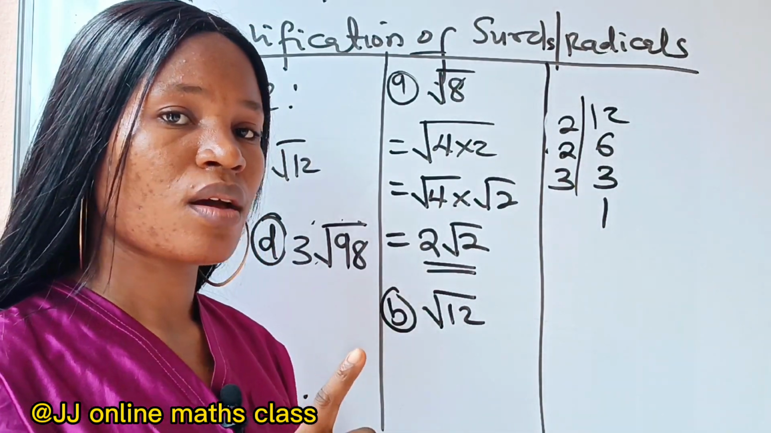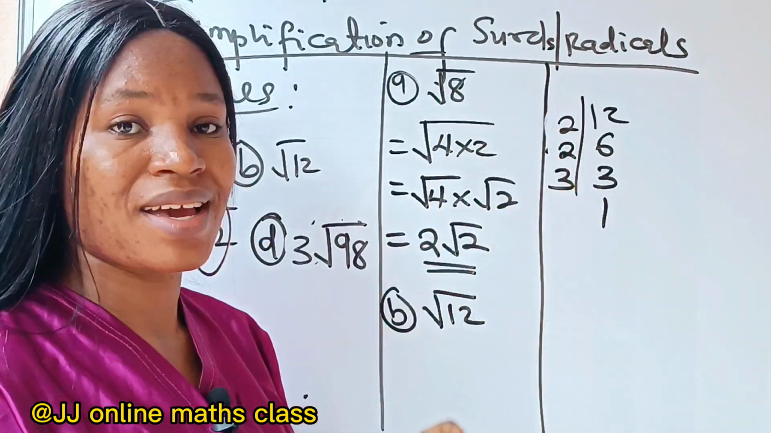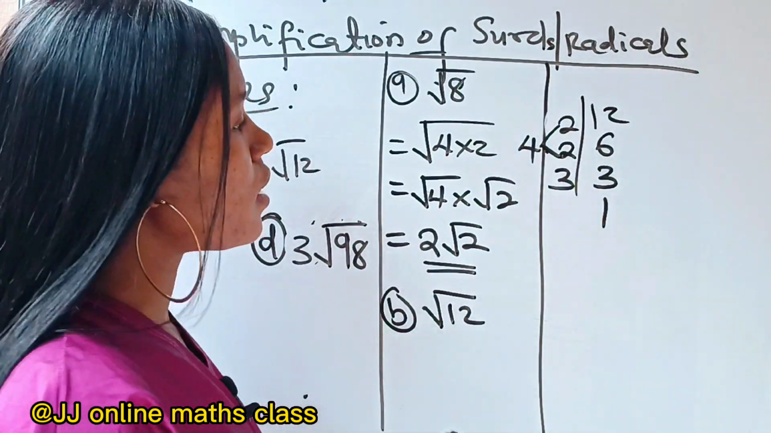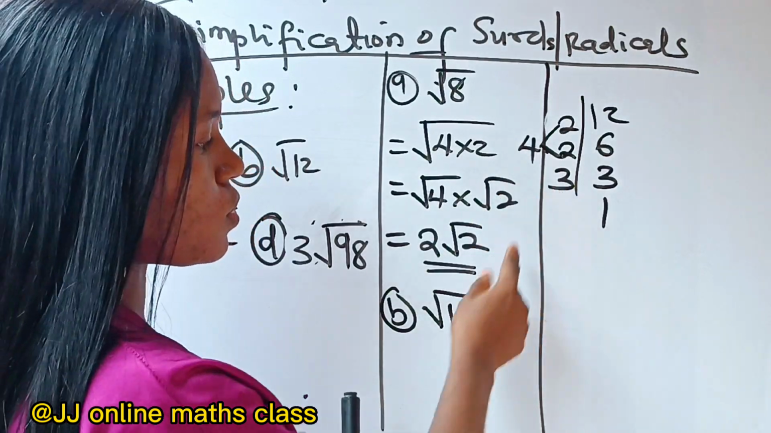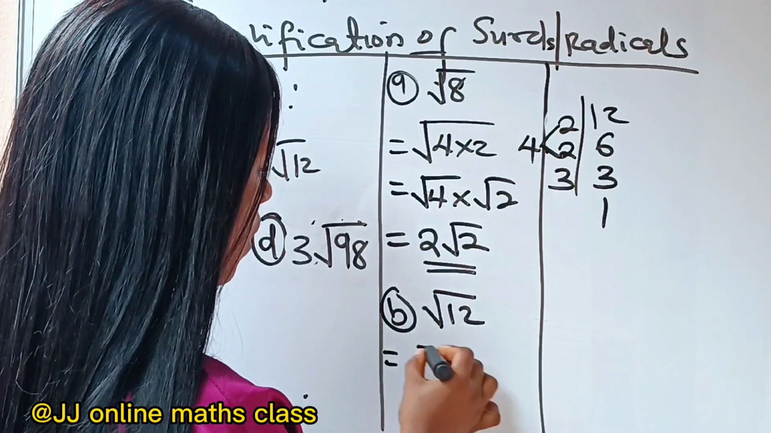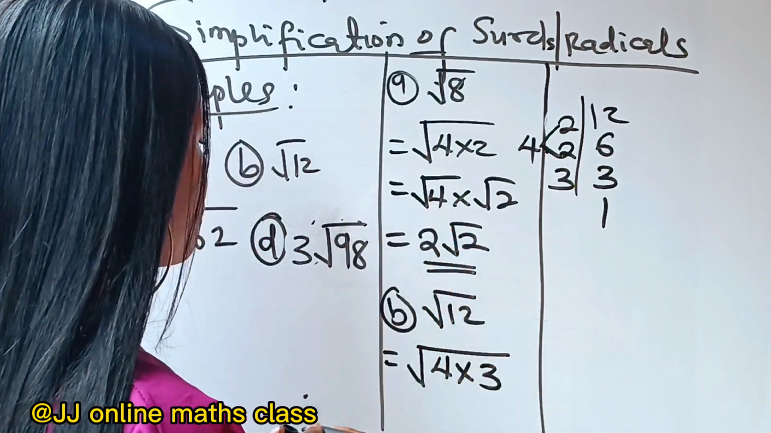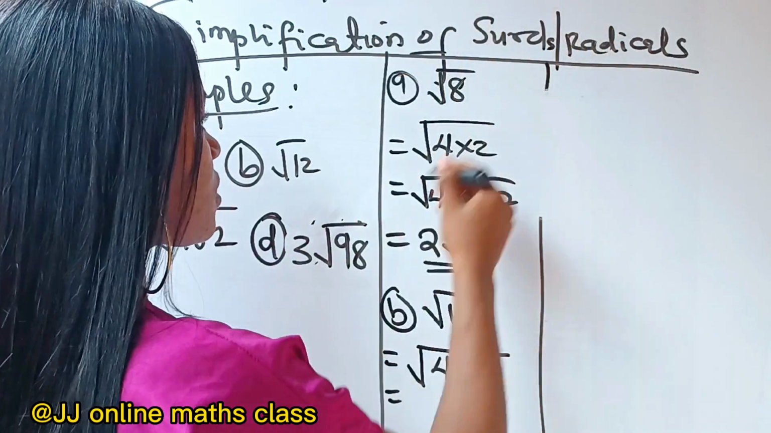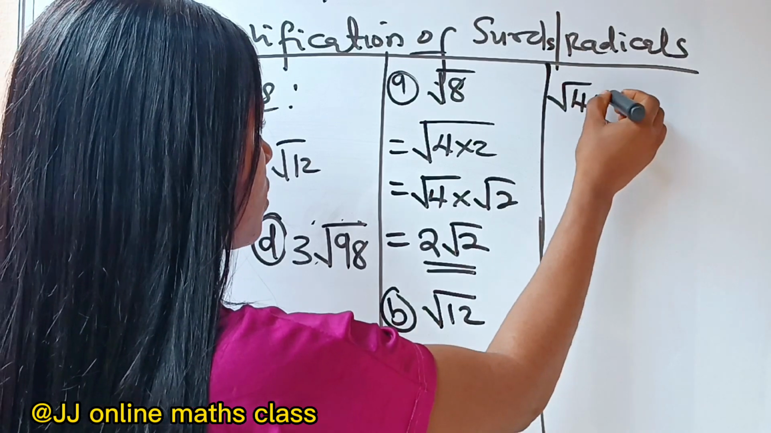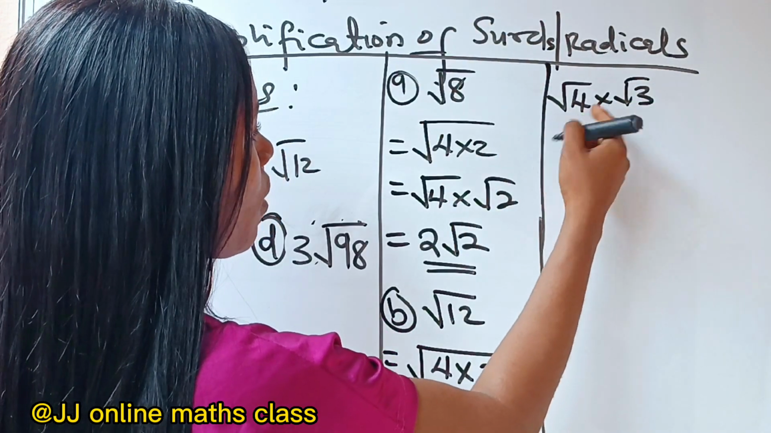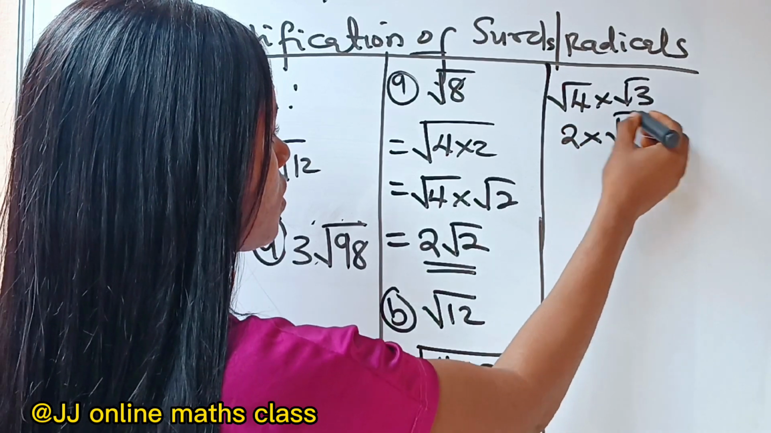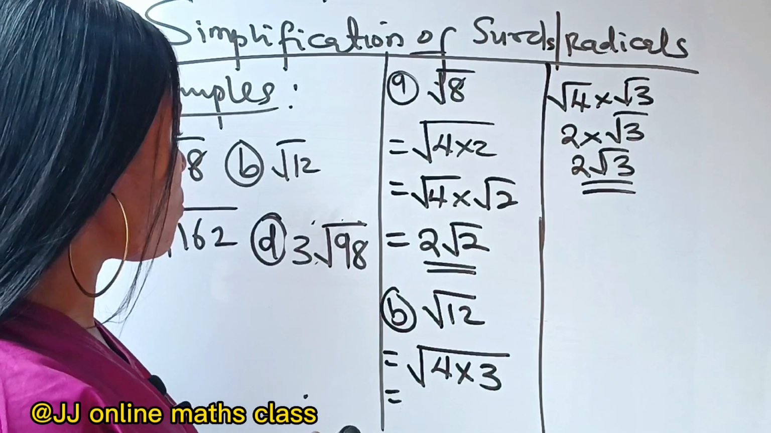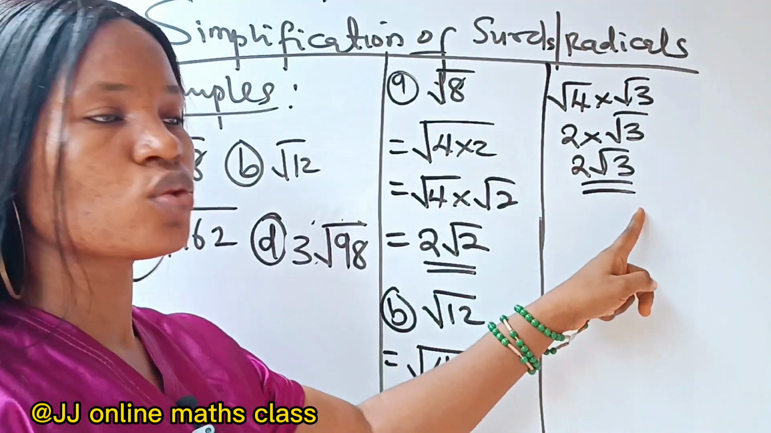Now we need a perfect square, and to get a perfect square, we need to multiply a number by itself. So we have 2 and 2. Let's multiply them together to get a perfect square. That means 4 times 3 will give us 12. So we can express this as the square root of 4 times 3. Now we can separate this as the square root of 4 times the square root of 3. The square root of 4 is 2, times root 3. So the simplest form of root 12 is 2 root 3.